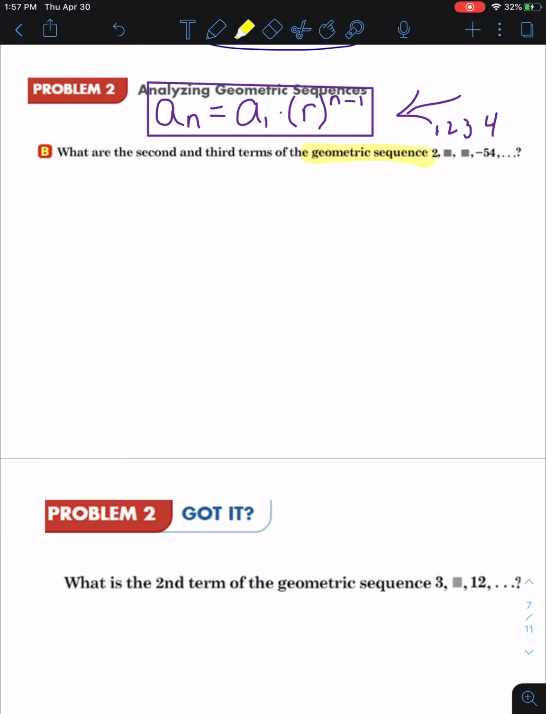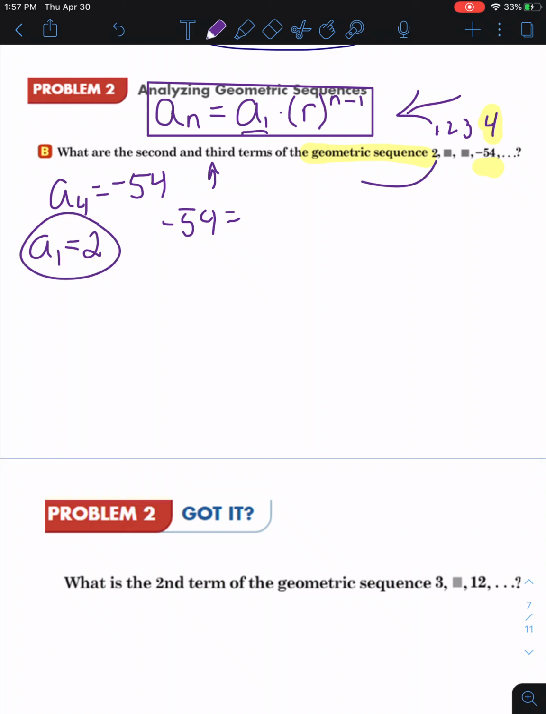We will choose term 4, which is negative 54. All right, so what we're going to do is take a sub 4 and say, okay, that's negative 54. And we will put that into the formula that's up above. So we're going to put in negative 54, the fourth term, equals a sub 1. Now, that's the first term. So a sub 1, I'm going to say over here, is 2. Okay, that was given. That came from this guy.